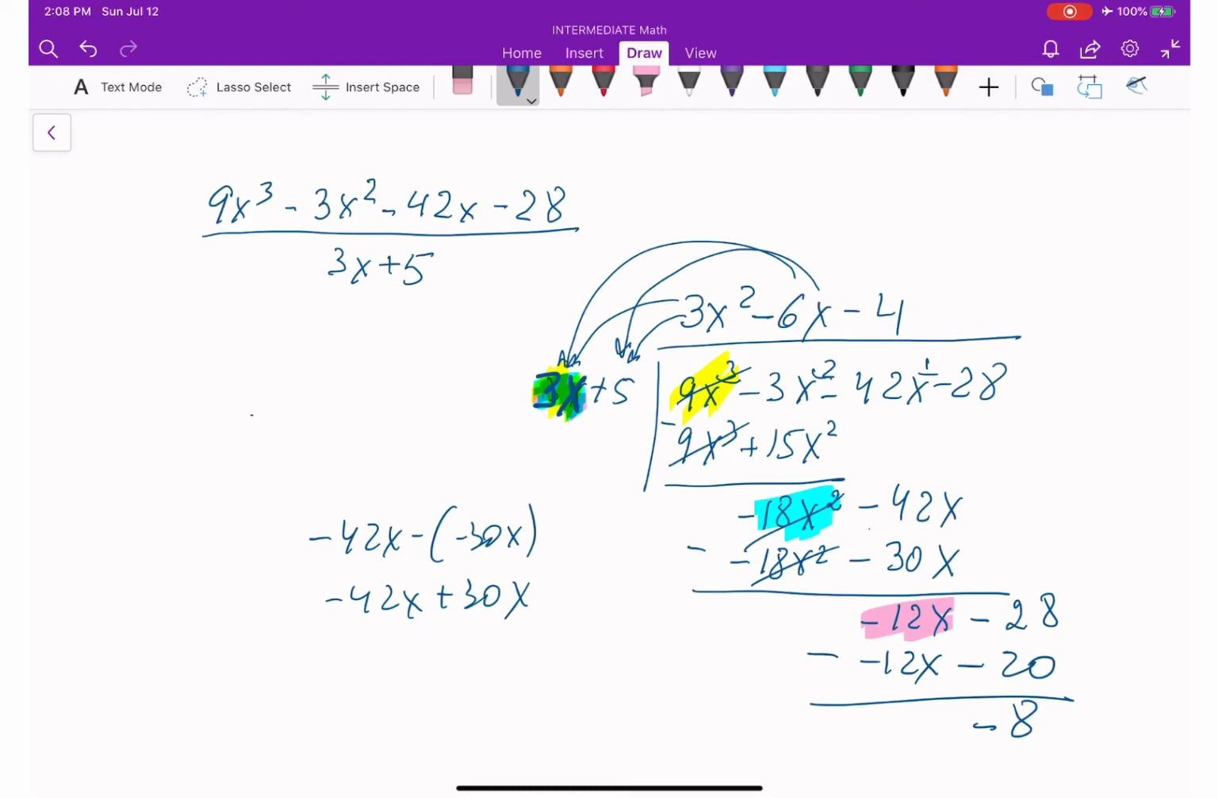The degree here, negative 8, has degree 0. And 3x here has degree 1. So that means we are done dividing. So the answer is going to be 3x squared minus 6x minus 4, and then minus 8 yet to be divided by 3x plus 5. Another one.